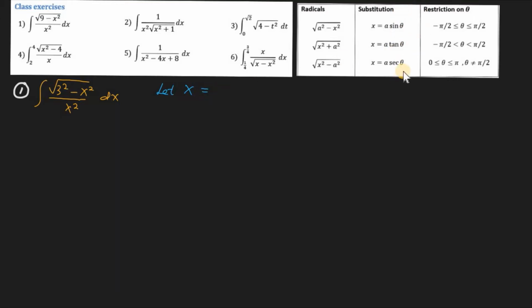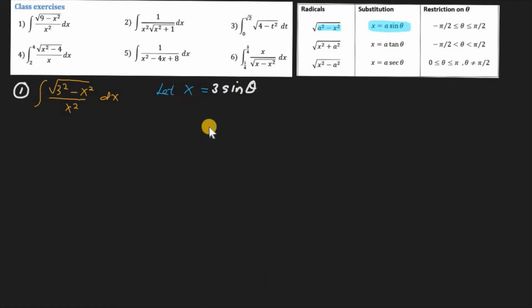So which trig function is appropriate? For that we compare to the format. This is a format of a square minus x square. It looks like format number 1, isn't it? So the trig substitution that you should consider would be this one, which is a sine theta. What is the a? Our a here, as again we compare, a is 3. So start with 3 sine theta.